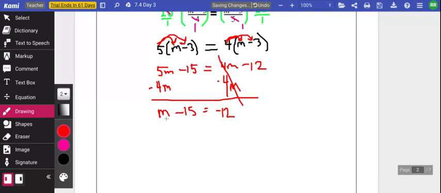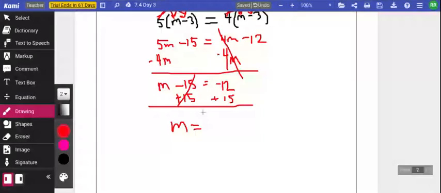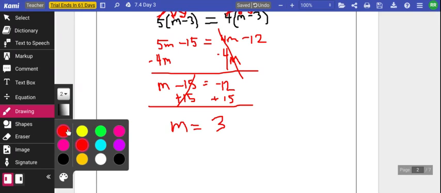So because my variable m is on the left, I need my numbers, negative 15, on the right side. So I undo the subtraction by addition. So I'm going to add 15 to both sides so that those 15s cancel. And so m is equal to negative 12 plus 15, which is 3. So because I have m equals 3, this tells me that the only solution for this equation is 3. So I'm going to write one solution.